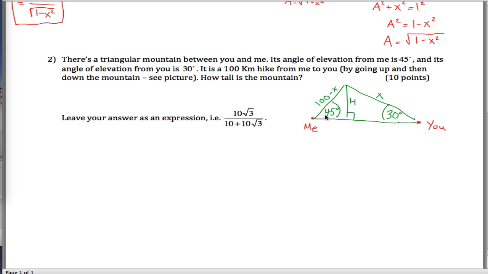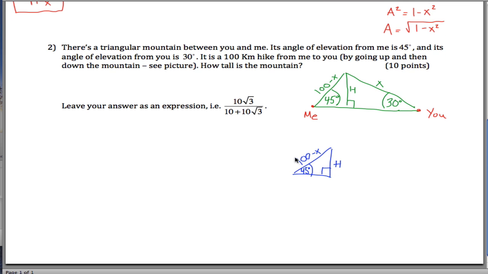Okay, so what you can do with this picture is we have two right triangles here. Maybe I'll draw these triangles. I got one triangle where this is a right triangle and this is 45 degrees. On that triangle, I know the hypotenuse is 100 minus x, and the side opposite the 45 degree angle is h. The trig function that relates the side opposite to the hypotenuse is the sine. So I know that the sine of a 45 degree angle has got to be equal to opposite over hypotenuse. That's the SO in SOHCAHTOA.